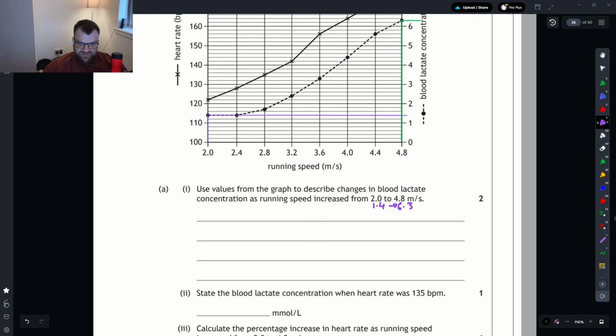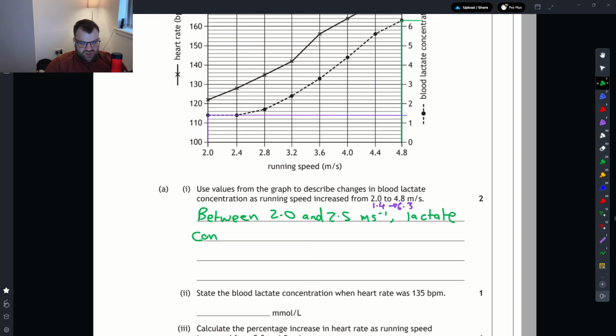Okay, so what's happening at first? Well, first we have a flat section, or a section where it remains constant. So between 2.0 and 2.4 meters per second, lactate concentration stays constant at 1.4.